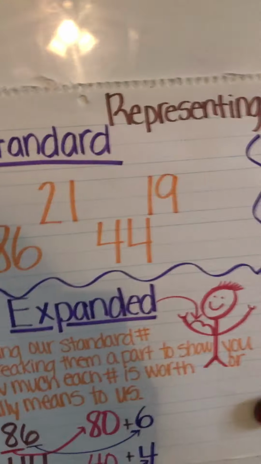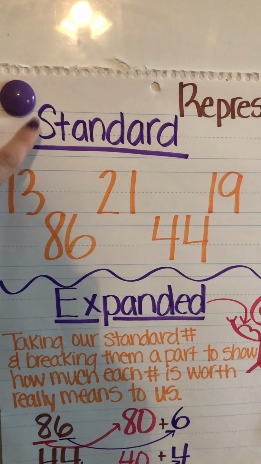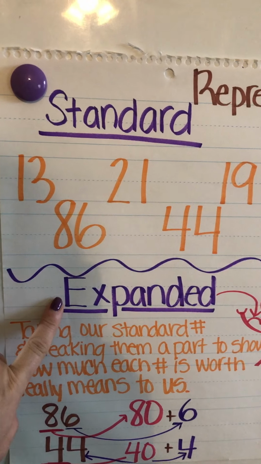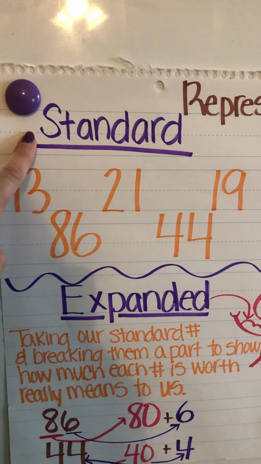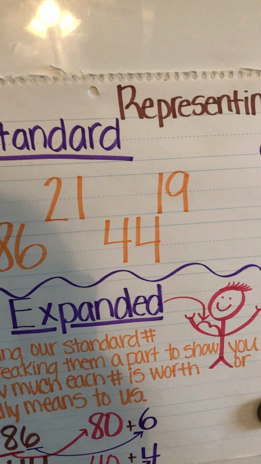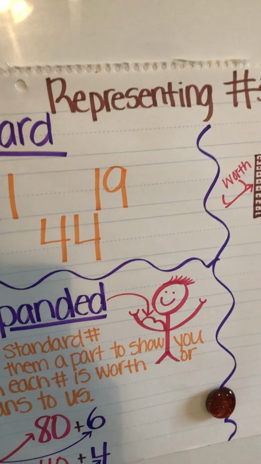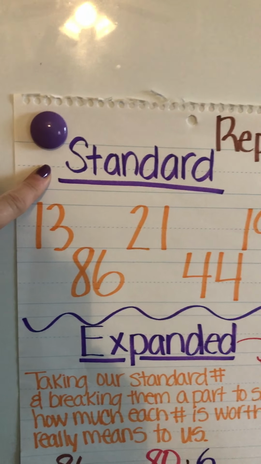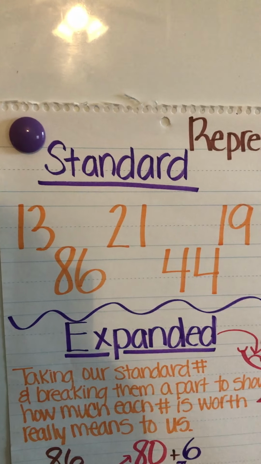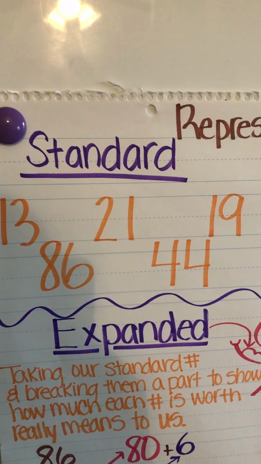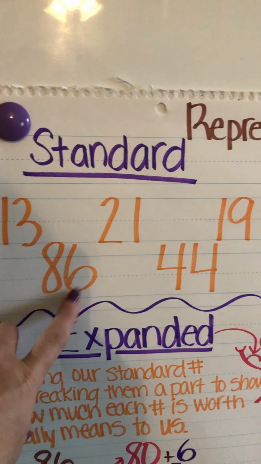All right, so the first thing that we're really wanting the kids to understand is the vocabulary words of standard and expanded. They should understand that standards, just like what letters are, A, B, C, right? Those are letters, and then when we put the letters together, they form words. Well, standard is just the numbers that we see written, right? And I just put some examples: 13, 86, 21, 44, 19, a quadrillion, 1,000. They're just the numbers written.